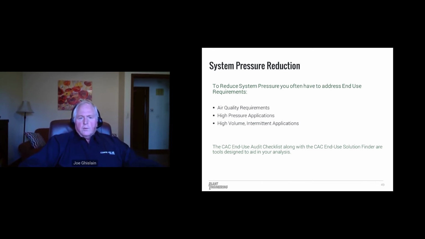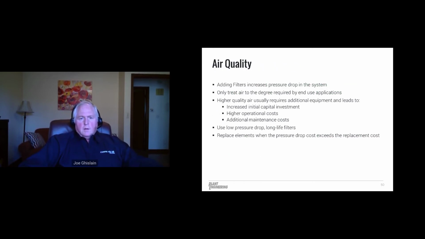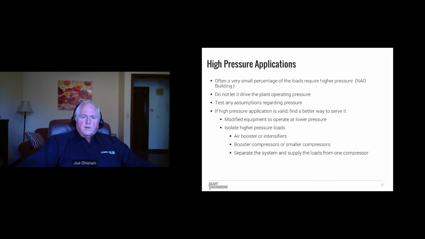We really need to go through and address the requirements. So air quality, high pressure demand, high volume. Air quality, really it's about understanding the pressure drops across it anytime you add something. And the higher the quality, the more equipment you have to add, higher capital, more operating costs, bigger pressure drops through the entire system. So questioning and understanding what air quality is really needed is important.